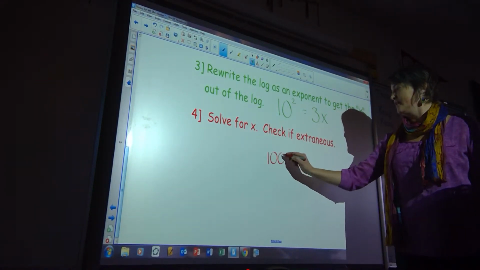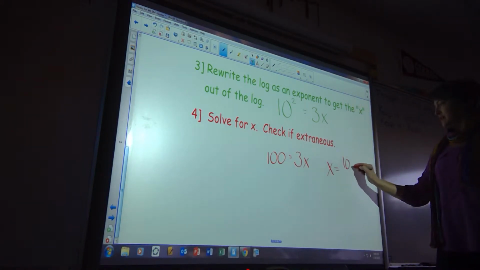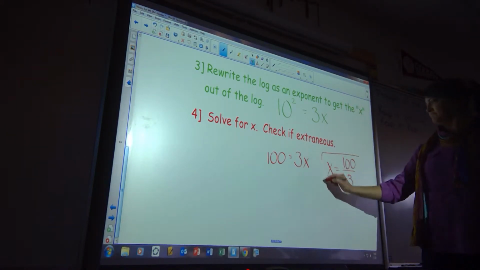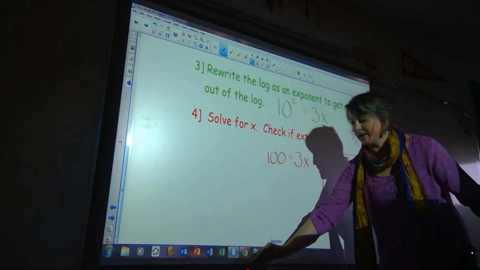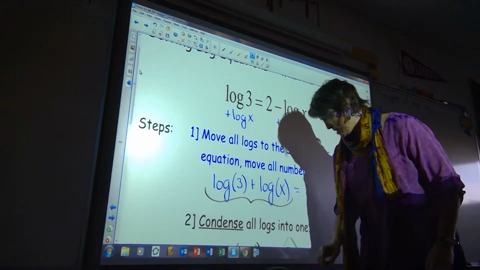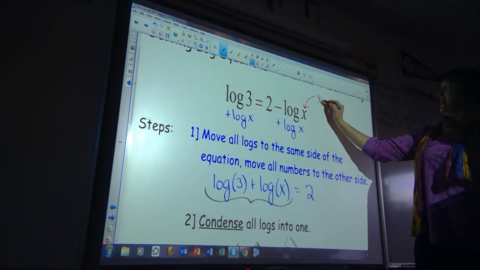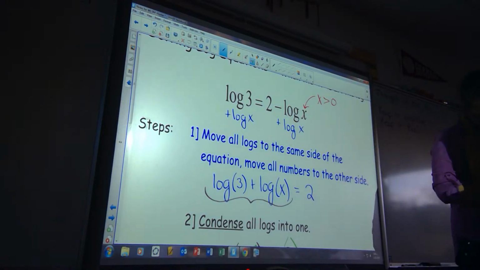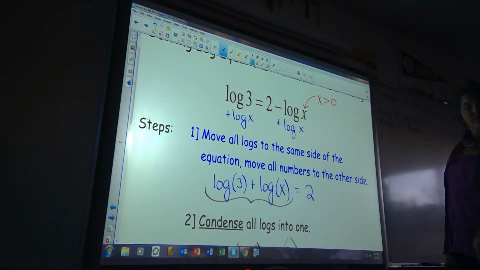So I've got 100 equals 3x. So x is 100 divided by 3. Now let's go back and double check and make sure that that does not break any of my rules. When I come back up here, I need to have x greater than 0 because I've got to keep it positive. My x value is greater than 0, so I'm good. So that's your process for today.